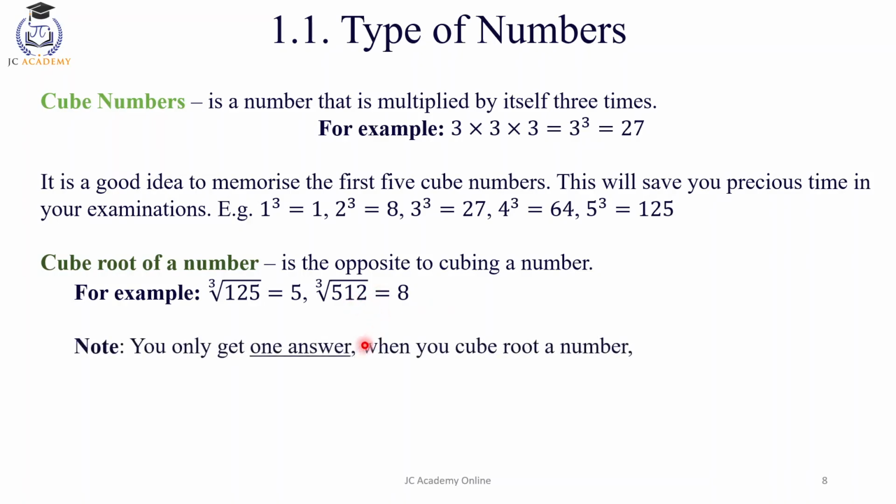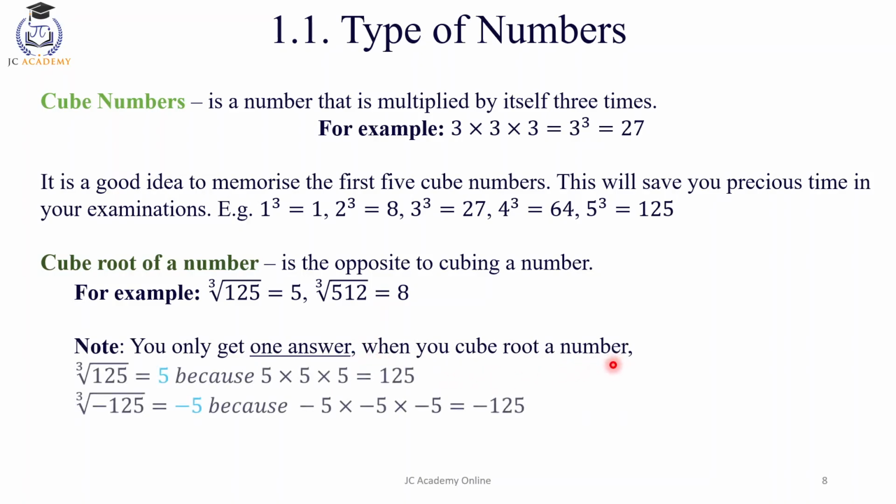So you only get one answer when you cube root a number. Before, we've seen that we can't take the square root of a negative number, but this is not true for the cube root. Here you have the cube root of 125 is equal to 5, because 5 times 5 times 5 is equal to 125. The answer is only 1.